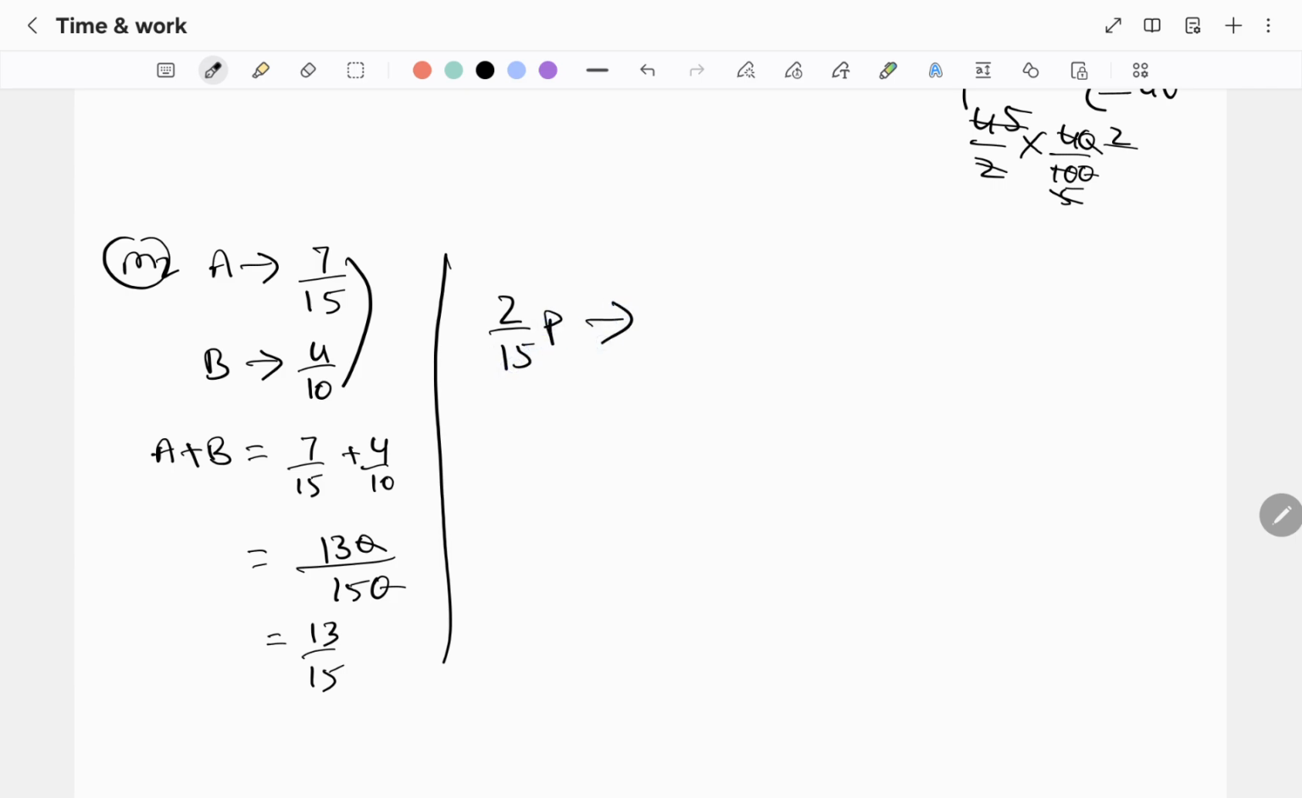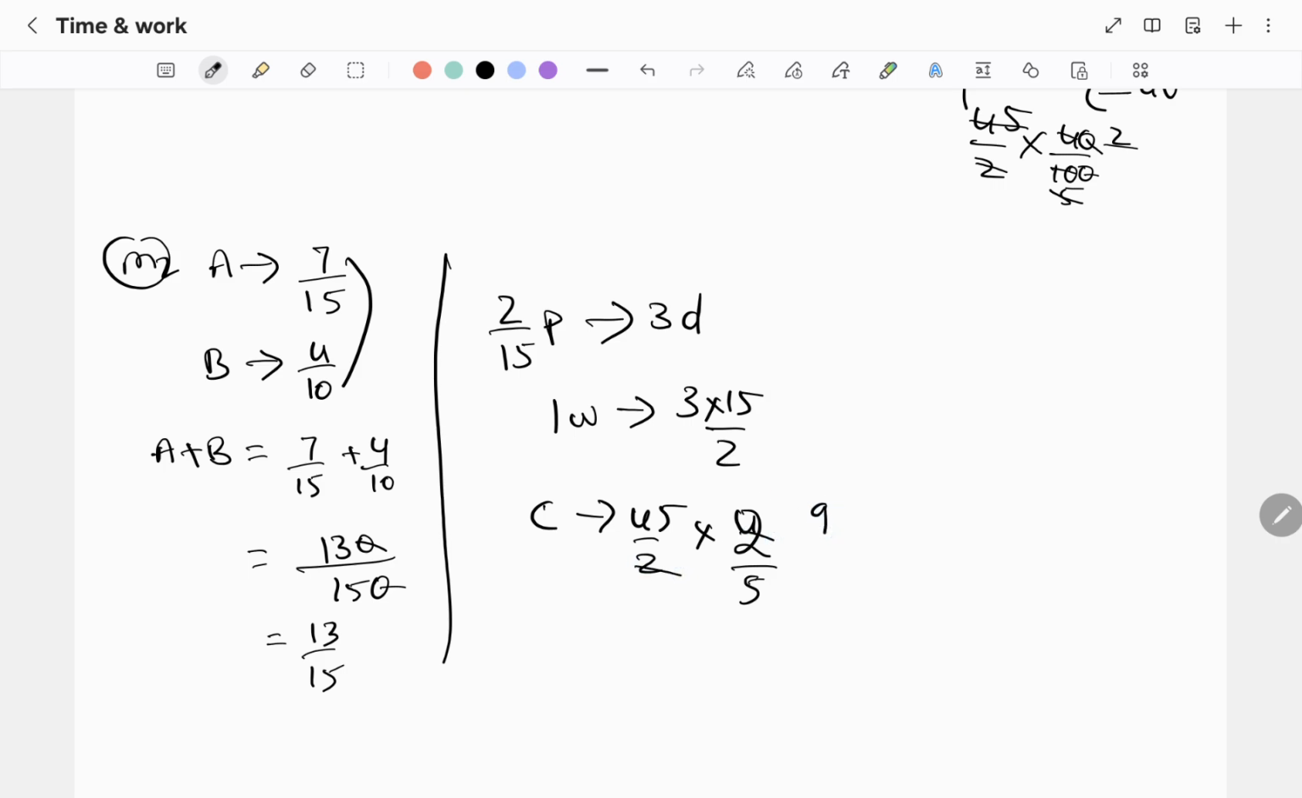C has to. A plus C together worked for how many days? 3 days, which means C worked for 3 days. Correct? Then for one part, the total work is 3 into 15 by 2. Now we got C as 45 by 2, and then 40% of the work. 40% is nothing but 2 by 5. So 2 and 9 get cancelled.